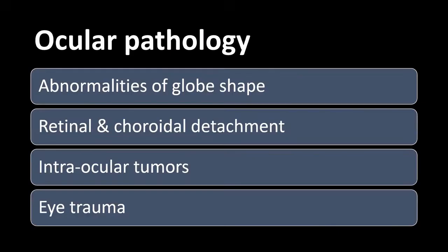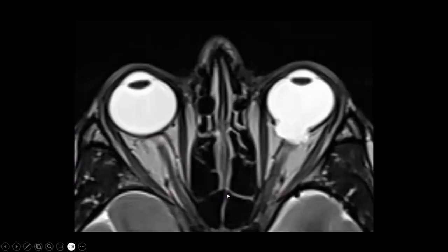Now, I'm going to talk about the following pathological conditions: abnormalities of the globe shape, detachment of the retina and choroid layers, intraocular tumors, and, well, this is going to be for another time. I'm not going to talk about eye trauma.